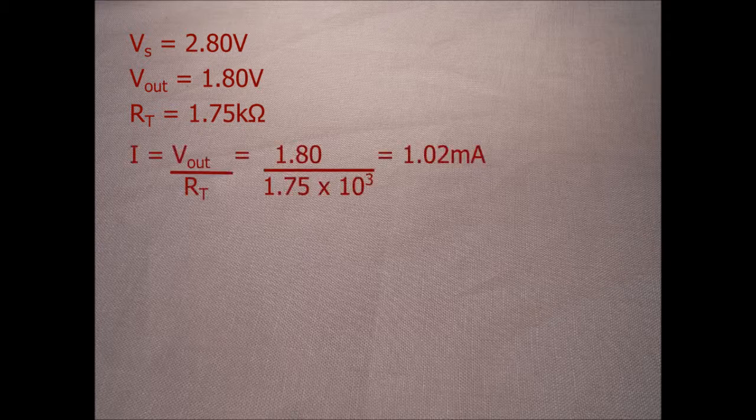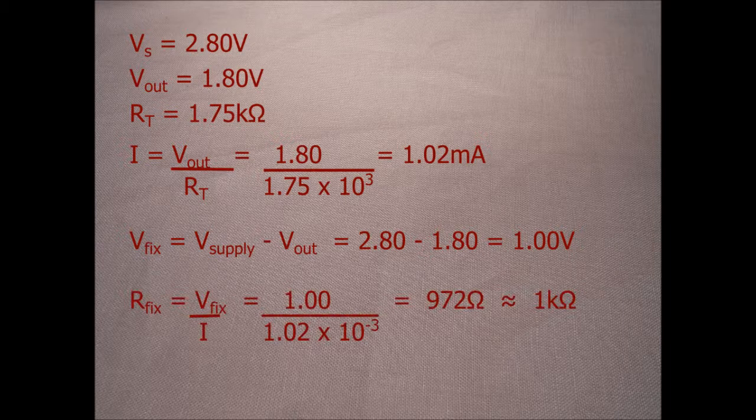We can work out the current is V out over the thermistor, so it's 1.80 volts over 1.75 times 10 to the 3, which comes out to 1.02 milliamps. We know that the voltage across the fixed resistor is the supply voltage take away the output voltage. So it's 2.80 volts, take away 1.80, we get exactly 1.00 volts as our voltage drop across the fixed resistor. The fixed resistance can be calculated using V over I. So 1.00 over 1.02 times 10 to the minus 3, we get 972 ohms. So about 1 kilo ohm would be the preferred value that's used.